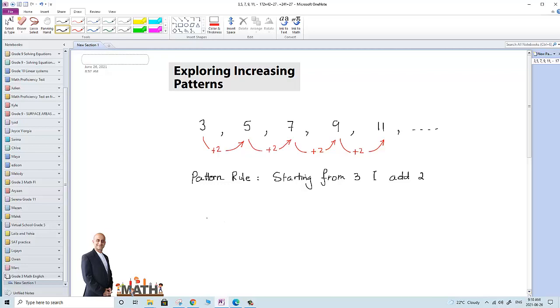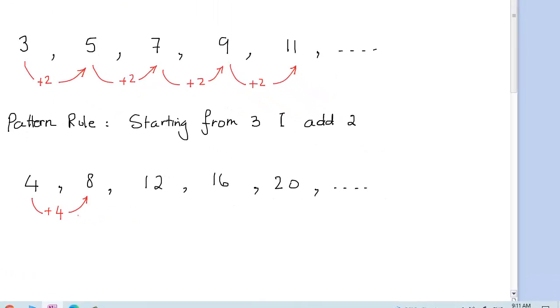If someone tells me, okay, I have another pattern, and this pattern is 4, 8, 12, 16, 20, and it's going to continue. I'm going to look at the relation between 8 and 4, between 12 and 8, between 16 and 12, and so on. I'm going to find that if I add 4 to the 4, it will give me 8. If I add 4 to 8, it gives 12. If I add 4 to 12, I get 16. If I add 4 to 16, it gives me 20.